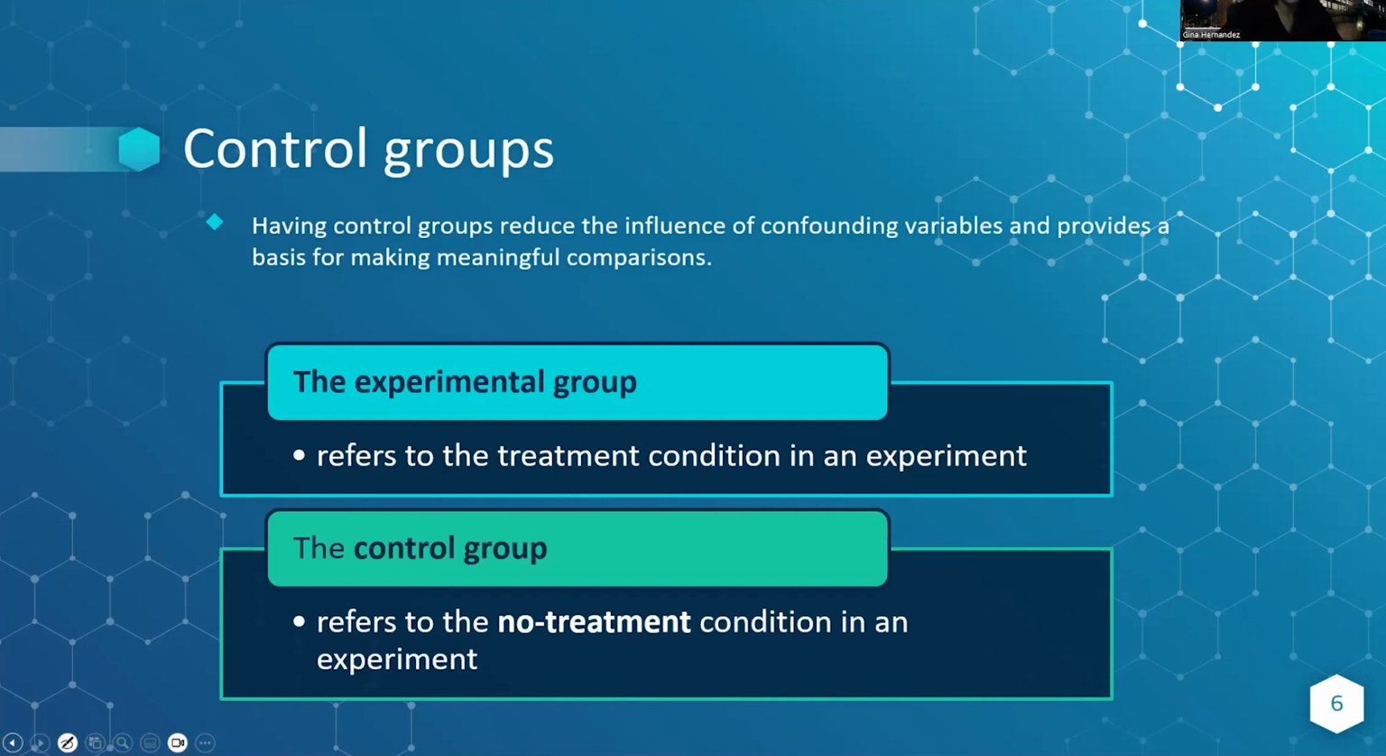Generally, we have two groups: the experimental group, which means those participants receive the treatment condition in the experiment.